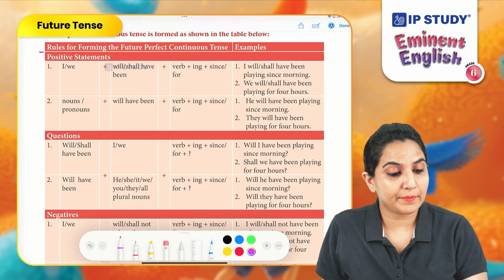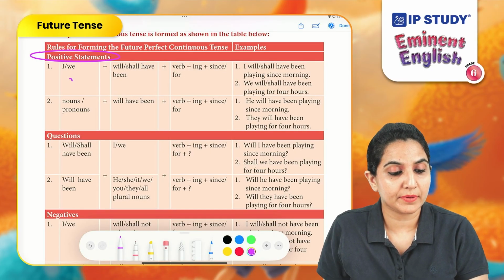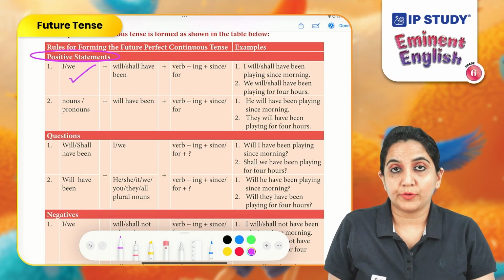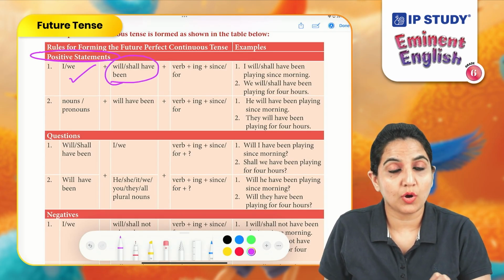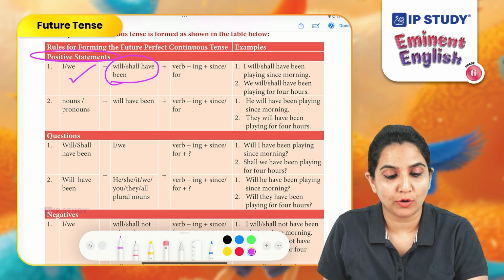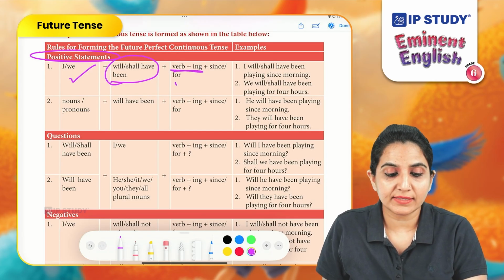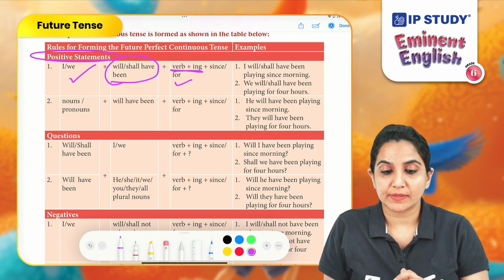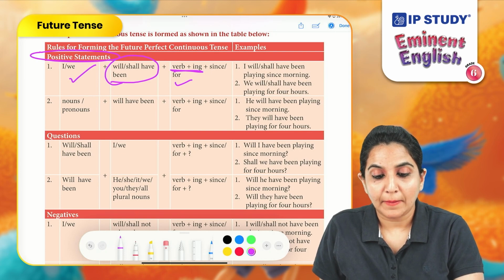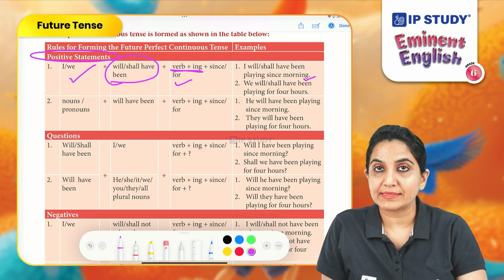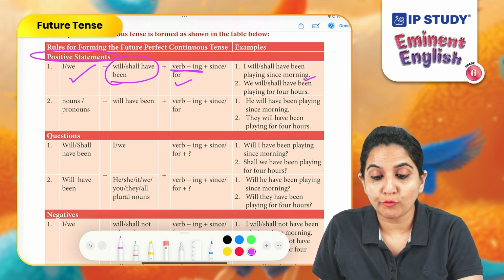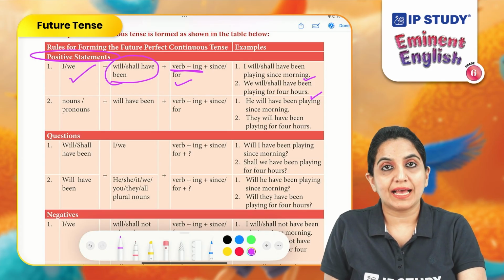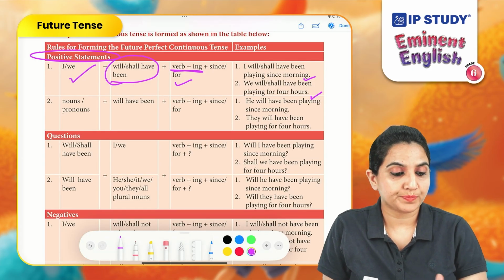For positive statements with the first person, singular and plural pronouns, we use will and shall. Both can be used along with have been and the ing form of verb. We can add since and for as per the sentence. I will have been playing since morning. I shall have been playing since morning. We will have been playing for 4 hours. We shall have been playing for 4 hours.